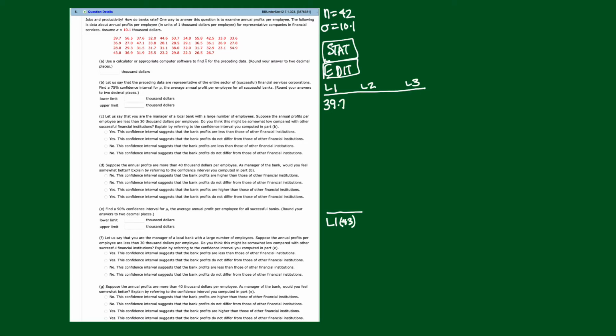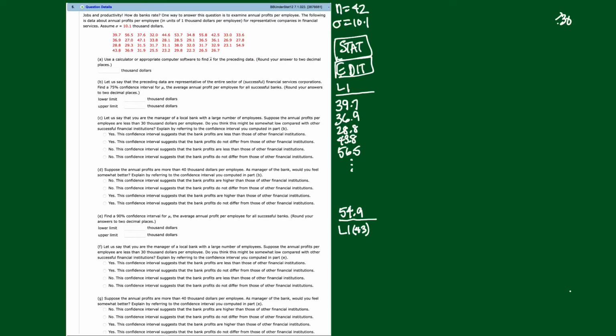39.7, I'll put that in, enter. 36.9, enter. 28.8, enter. 43.8, enter. Then I'll go to the next column. 56.5, enter. And so on, all the way until I get to the last one, which is 54.9. Now we've got all of our data in. Now we're ready to do some statistics.